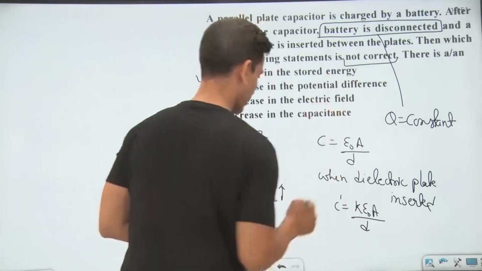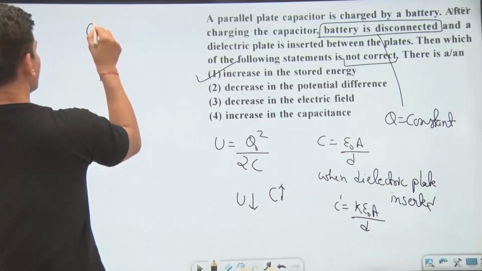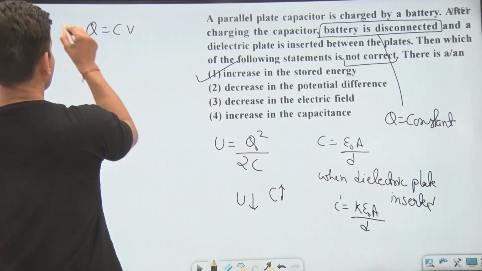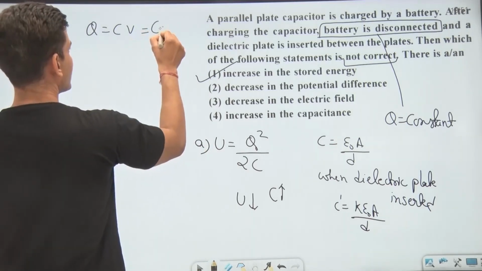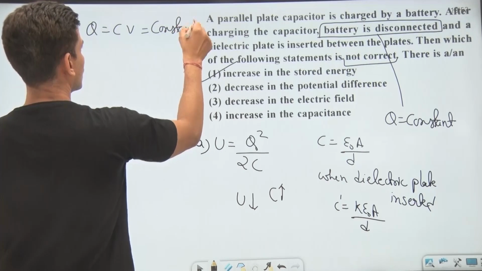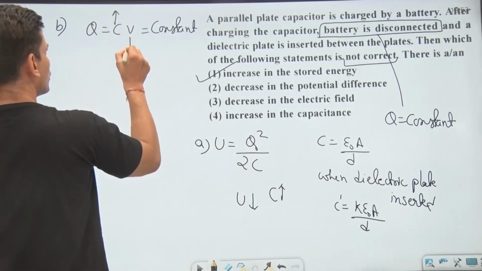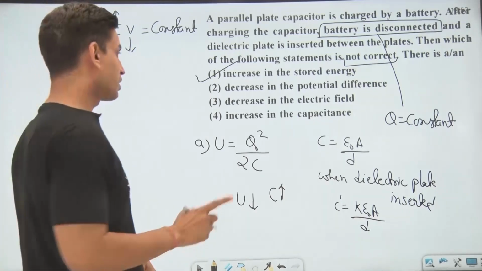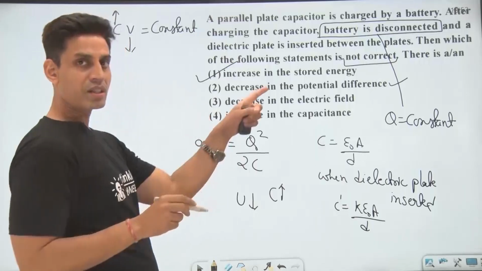Decrease in the potential difference. Okay, I'm discussing option number B. Now, Q equal to CV, and that is equal to constant. Now, as you insert the dielectric, C increases, then the potential must decrease. Potential difference must decrease. So this is correct. Okay, the question is asking for the not correct one.